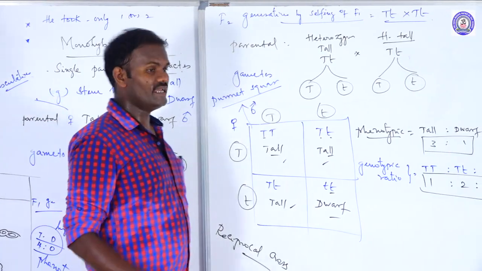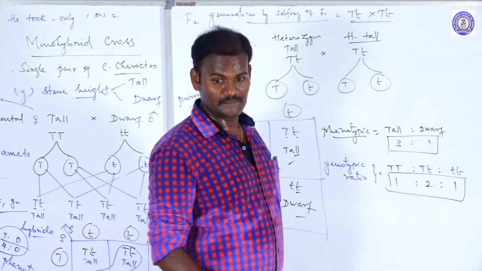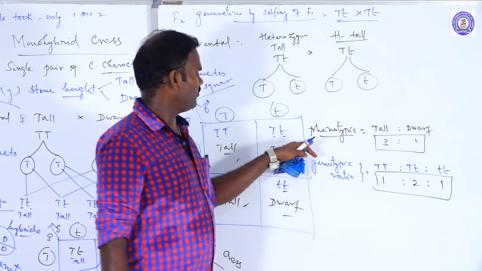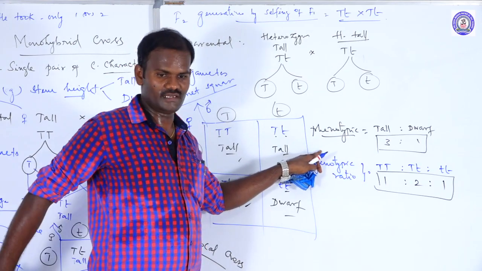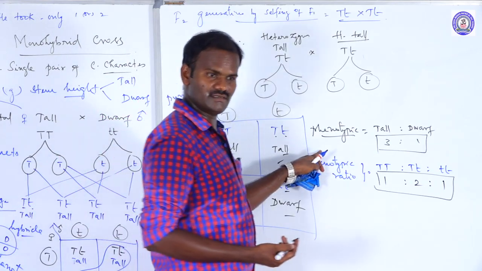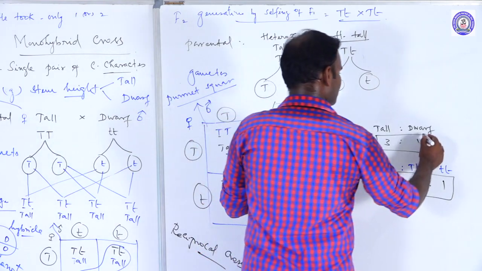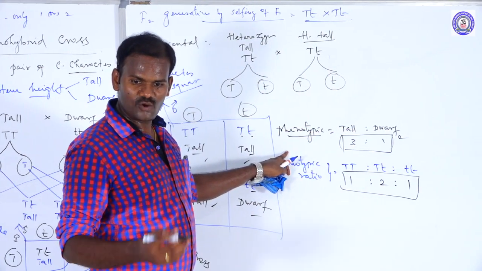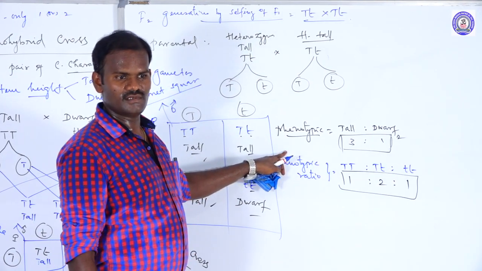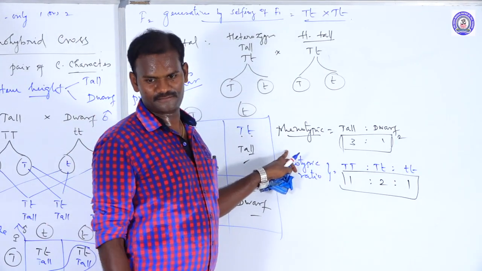So we can easily come to a question that may be asked. What's the monohybrid phenotypic ratio? 3:1. This is a monohybrid cross. In dihybrid cross, whole square. In trihybrid cross, whole cube. Directly we go to the answer.